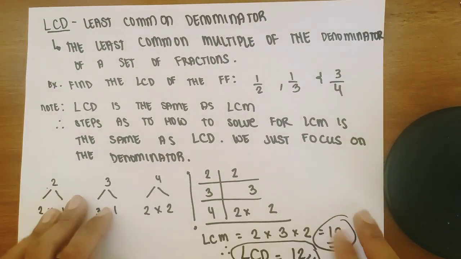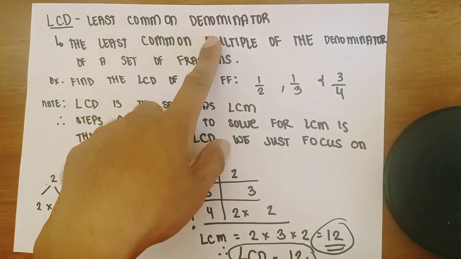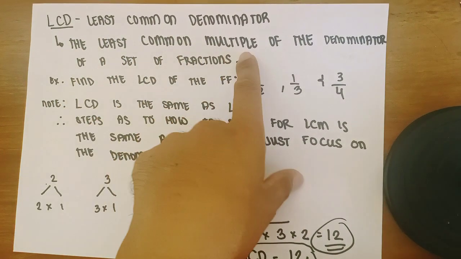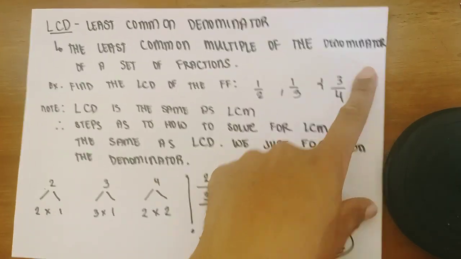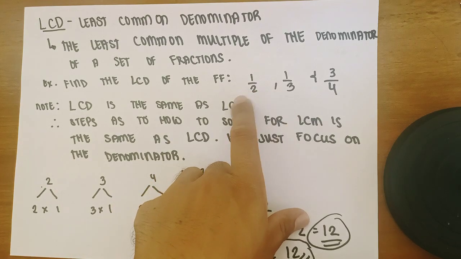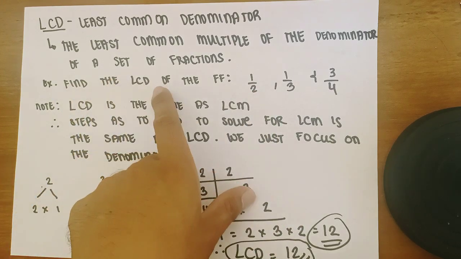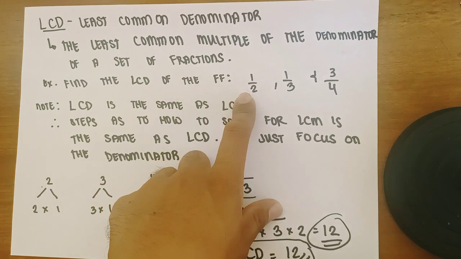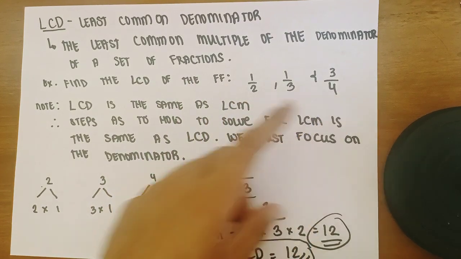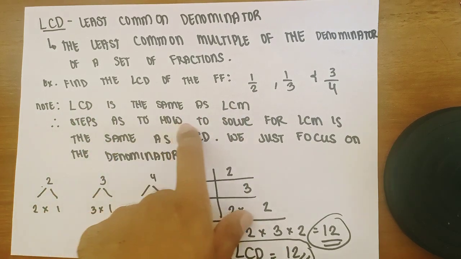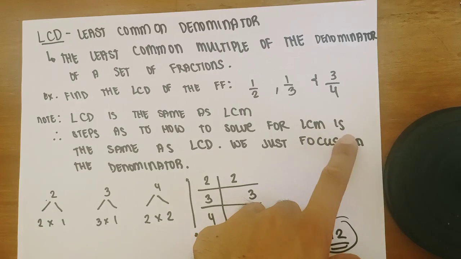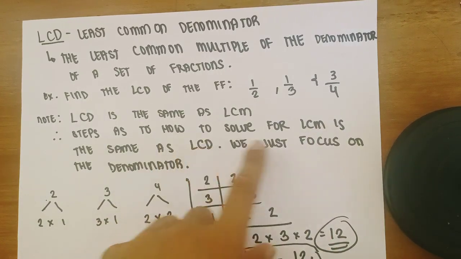Okay. Next naman is LCD. Kay LCD is the least common denominator. So, ang least common denominator, para lang siyang LCM. Pero, nagfo-focus tayo sa denominator. Di ba ang denominator is yung babang number ng fraction. So, ito. Find the LCD of the following. 1/2, 1/3, and 3/4. Note, LCD is the same as LCM. Therefore, yung steps on how to solve LCM is the same as LCD. Just focus on the denominator.